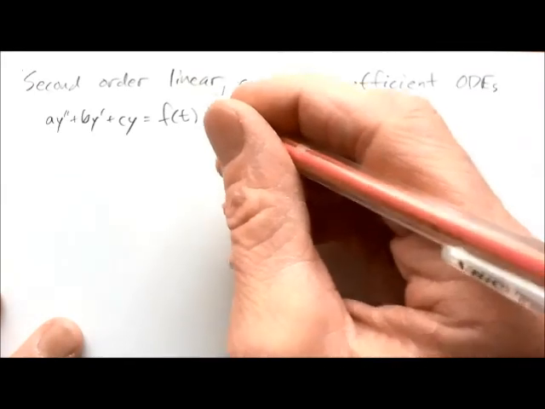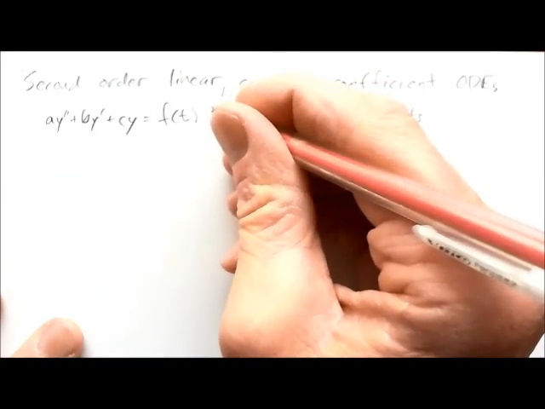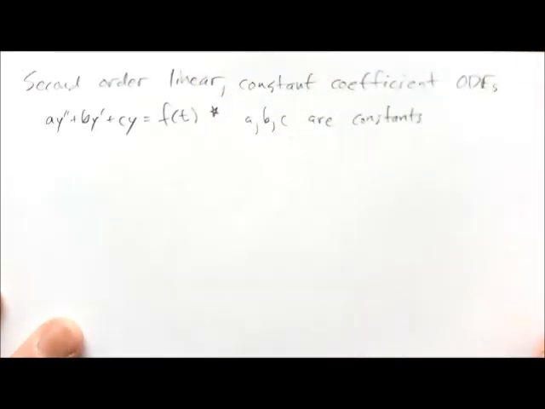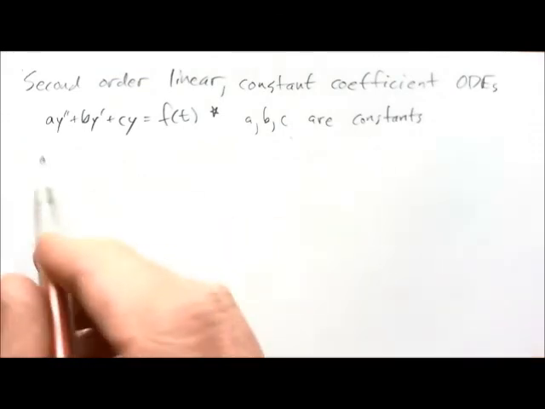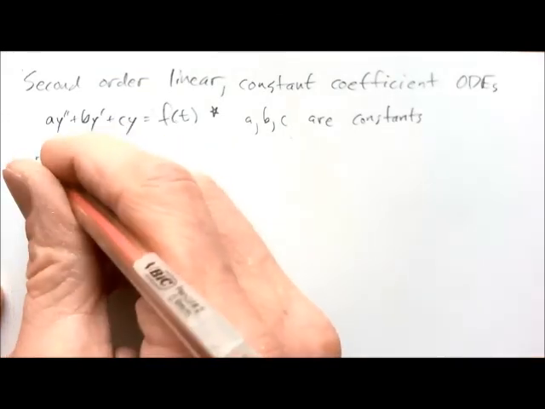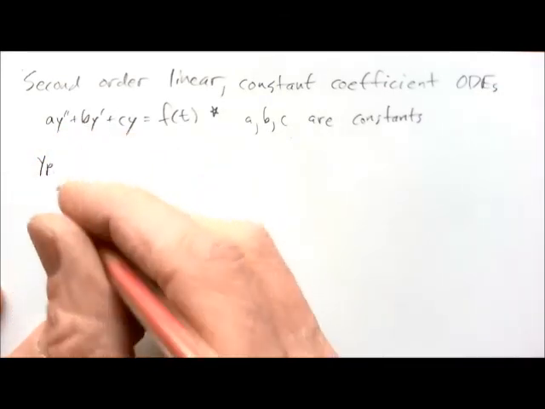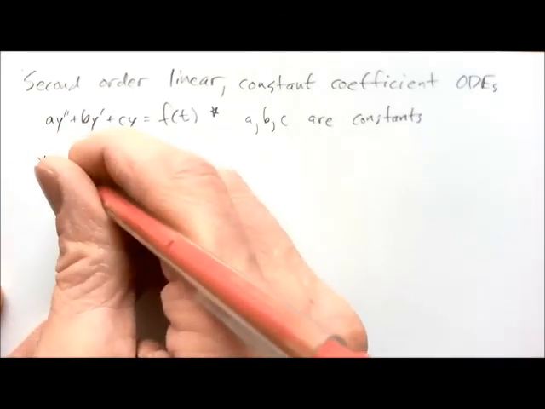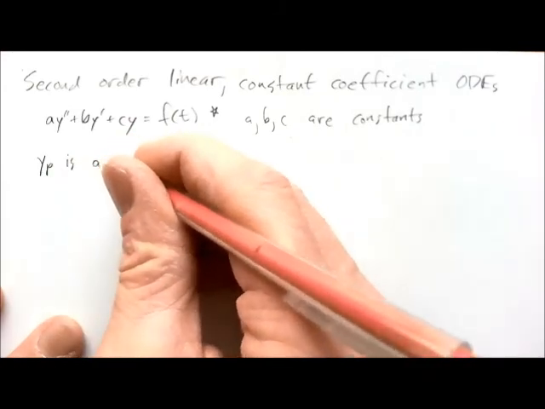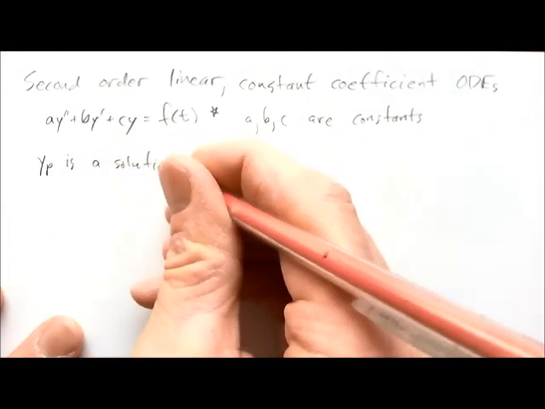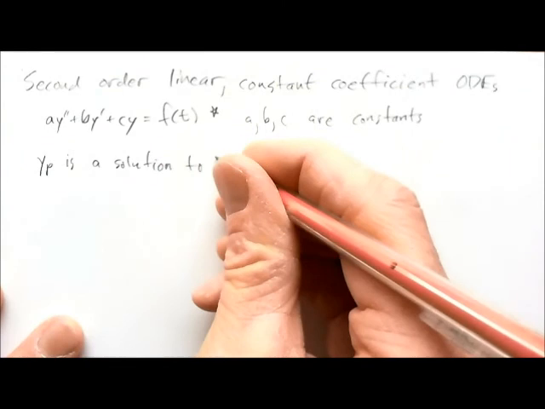Let's call this equation star. And let's suppose that we have a y that's a solution to that. So let's say y sub p, and the little p is going to stand for particular. y sub p is a solution to star.